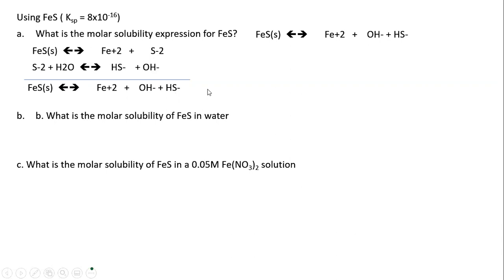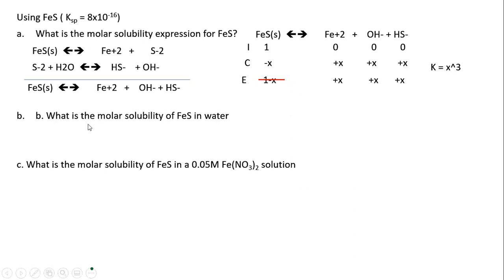So again, we set up our ice table. We initially start with none of the product. We have the change and an equilibrium. Again, we can negate the 1 minus X because it's the solid, and we get the molar solubility expression equal to X cubed. So K equals X cubed. If you solve for X, that'll tell you the molar solubility of iron 2 sulfide.